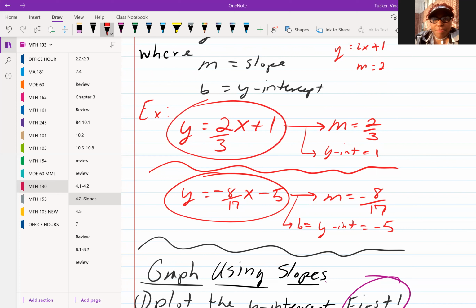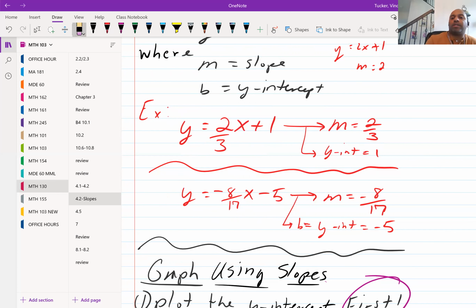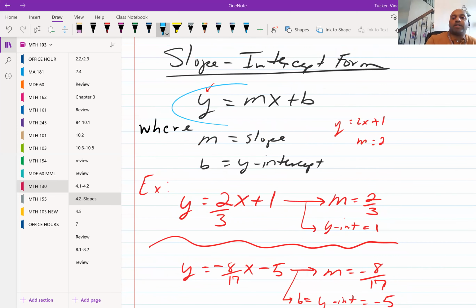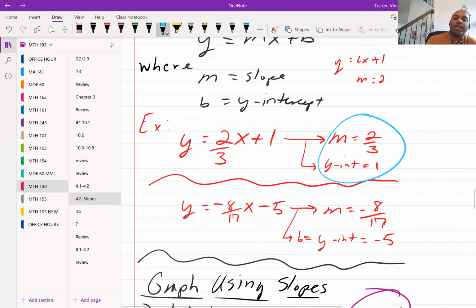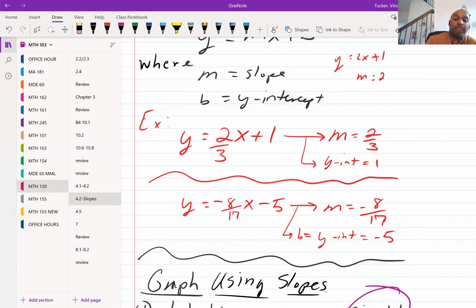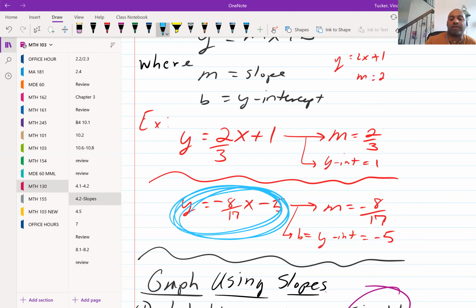M equals 2/3 and y equals 1? Well, all we're doing is looking at what this is and pulling the information from that equation. The information that you can pull from that equation is that your slope is 2/3 and your y-intercept is 1. Now, if they ask you what is your slope and what is your y-intercept, then yeah. But all I'm doing is pulling the information from this equation. What information can I extract from this equation? My slope is -8 over 17 and my y-intercept is -5.